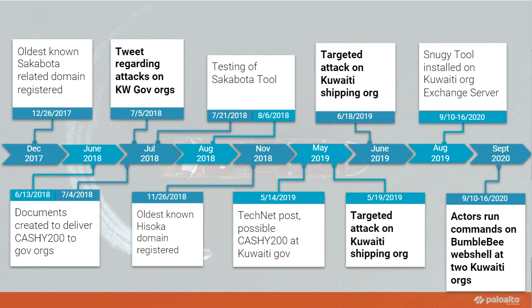We started to do some reverse pivoting and noticed that the oldest known Sakaboda-related domain was registered in late December of 2017. So we can say that activity was more than likely in late 2017, what we would consider staging of the environment, making sure everything is ready to go. And then it became operationalized in 2018. Finally, if we extrapolate all the way down, in September 2020, we unearthed a Bumblebee web shell being leveraged at 2 different Kuwaiti organizations, and it was throughout the middle of September that we started to witness this activity.